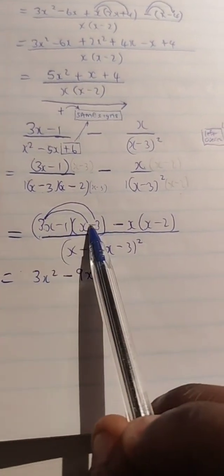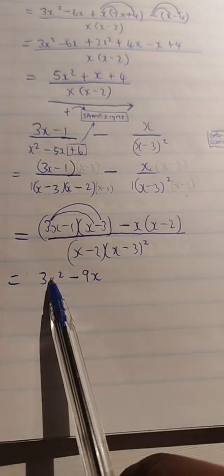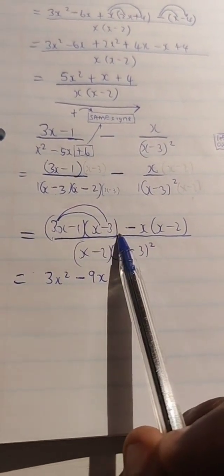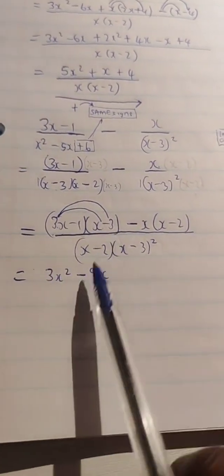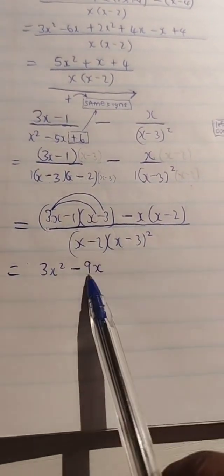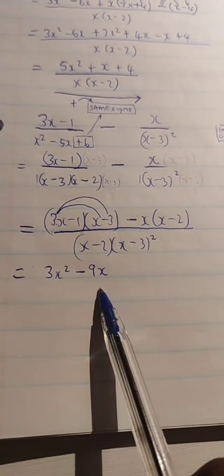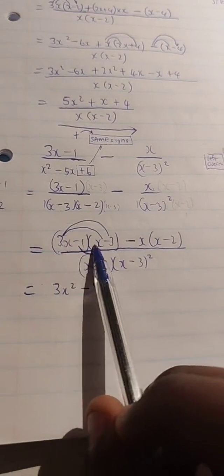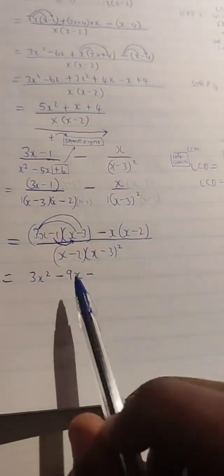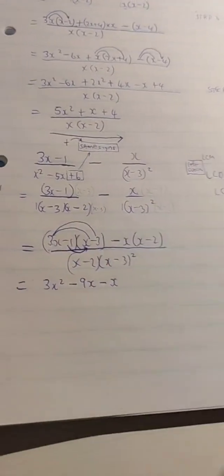Take 3x multiplied by x, you get 3x squared. Take 3x multiplied by negative 3, you get negative 9x, because a positive times a negative is a negative. 3 times 3 is 9, the x next door to it. Then after we are done with 3x, we take negative 1, we do the same thing. Negative 1 times x, a negative times a positive is a negative. 1 times 1 is 1, and then the x next door.